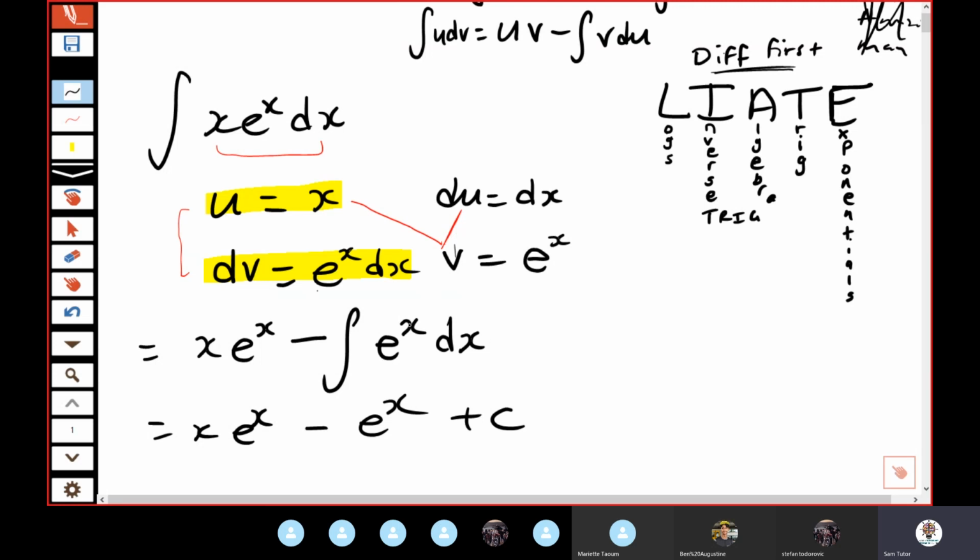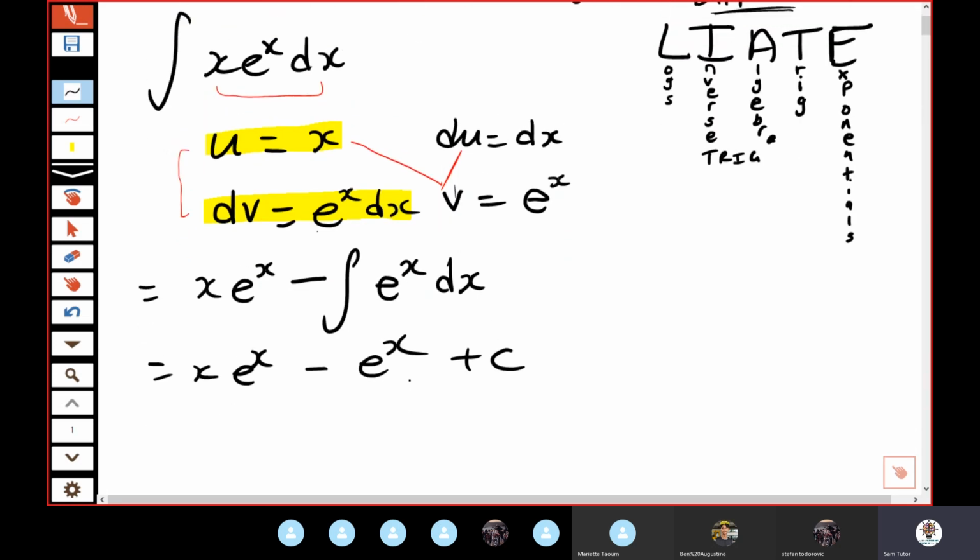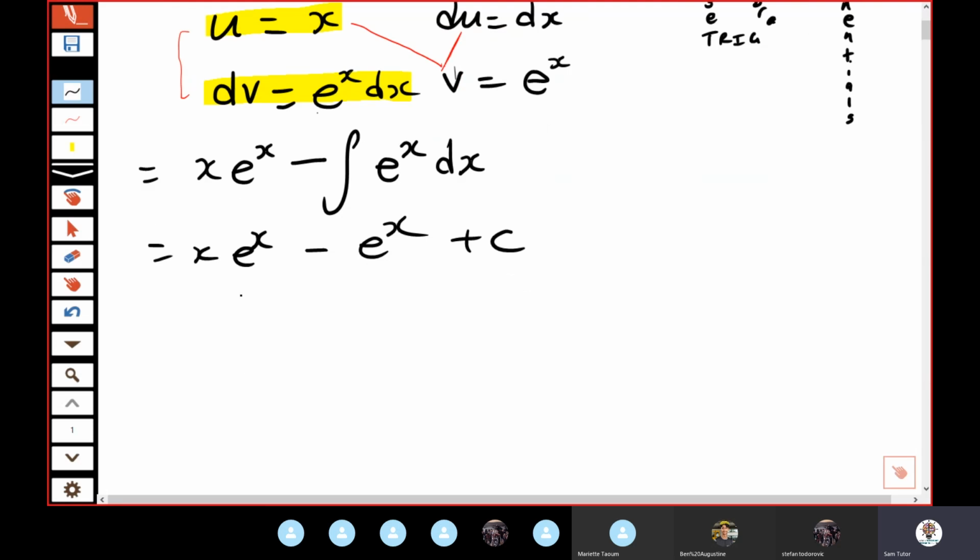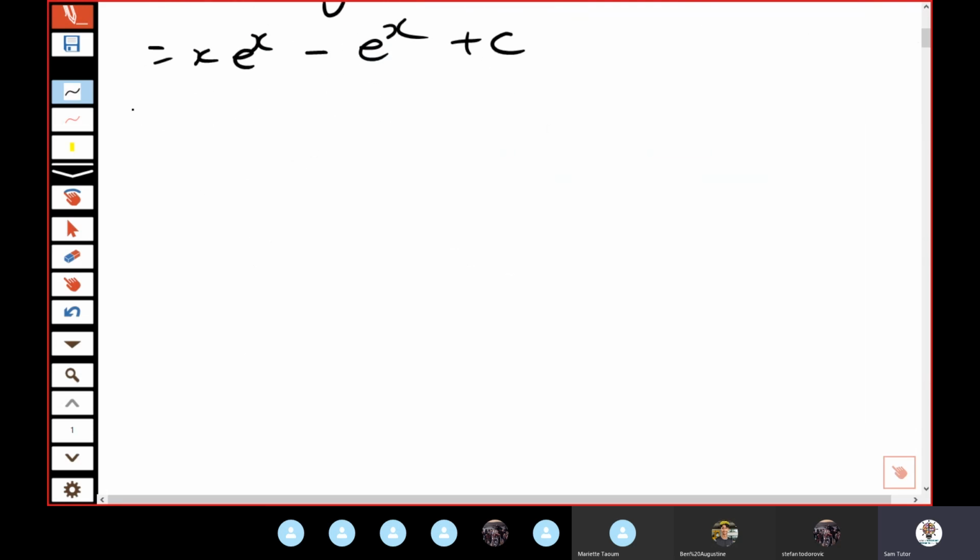All right, let's try it again with another question. Just a basic one. By parts will probably take us, I would assume, three weeks minimum. So the integral of ln x dx.